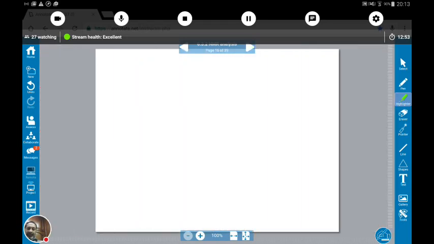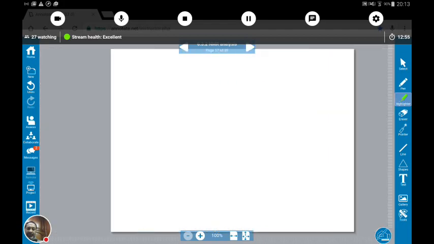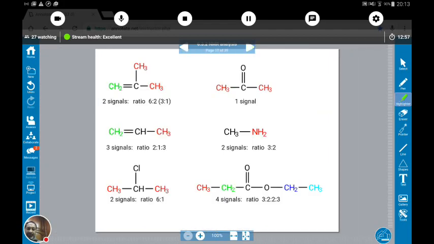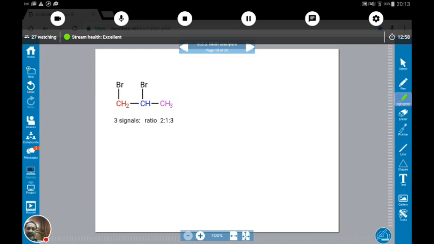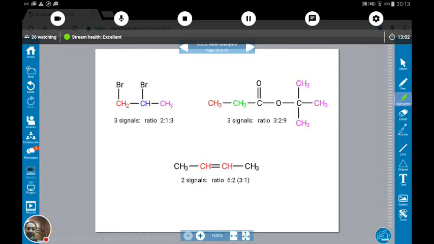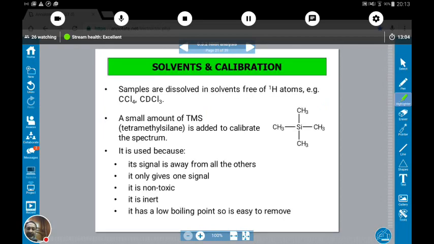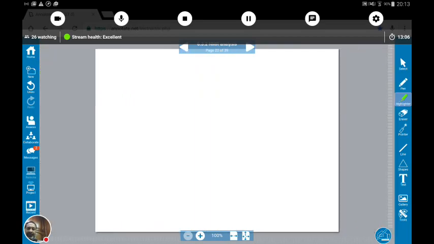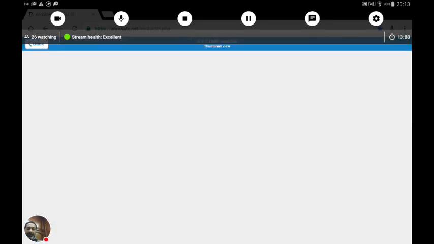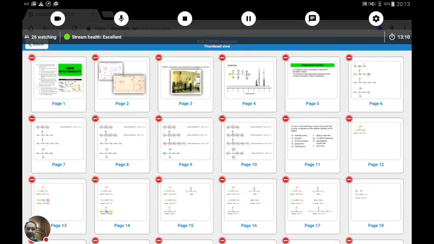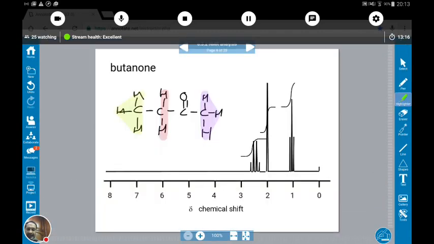Okay, I'm going to swiftly move through now. I don't want to work through every single example. I'm sure you can do that in your own time. What I would like to do now is focus on how the actual spectrum looks. So probably for that reason, I'm going to go back to the butanone example, which is this over here.